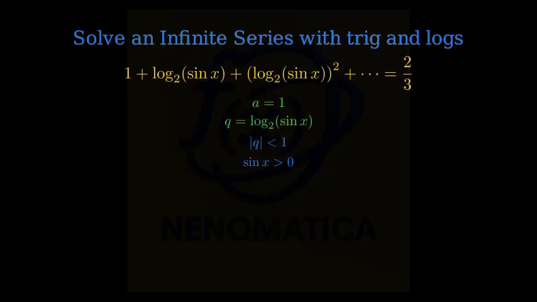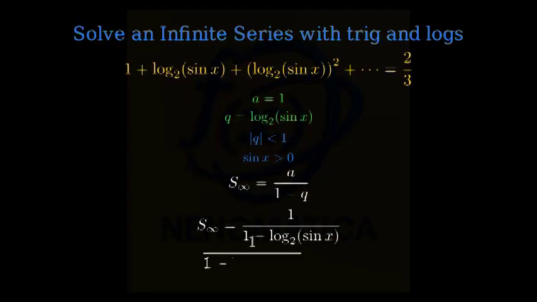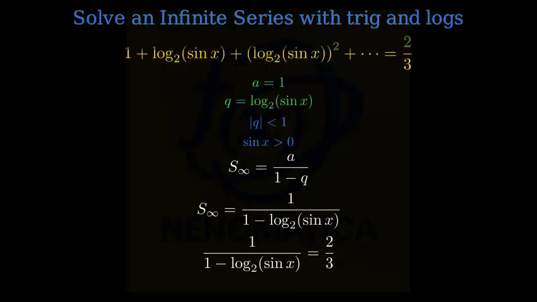Use the infinite geometric sum formula. The sum s infinity equals a divided by 1 minus q. Plug in a equals 1, and q equals log base 2 of sine x. Now set this equal to 2/3 and solve for the ratio. 1 over 1 minus log base 2 of sine x equals 2/3.